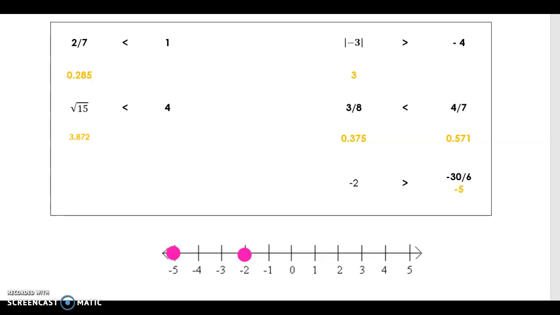So for your assignment, you're going to be looking at converting numbers into decimals and then also using these comparison signs.